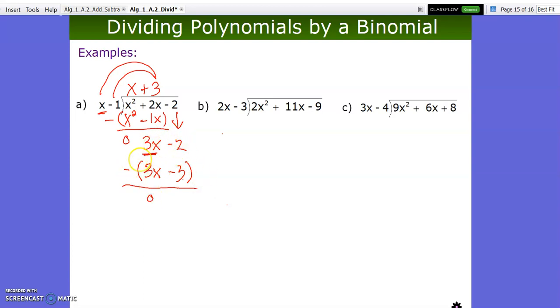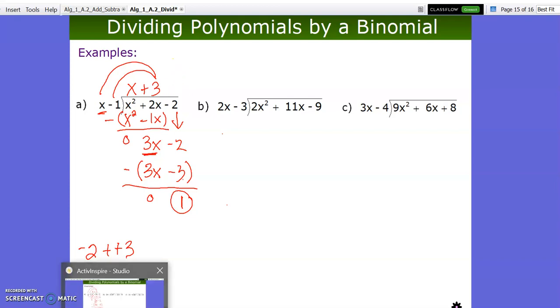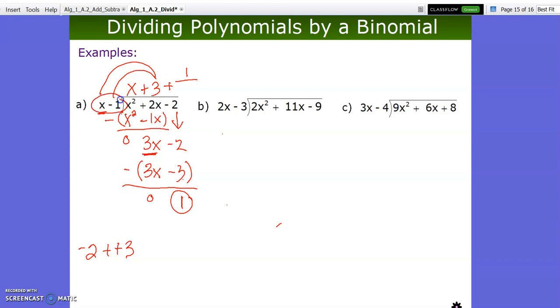What's negative 2 minus negative 3? So let's write it down here. We've got negative 2 minus negative 3. Keep, change. I get a positive 1. Ooh, that's a remainder. So do I write R1? No. What we're going to do is write it as a fraction. It's a positive 1, so we're going to write plus 1 over this stuff over here, x minus 1.